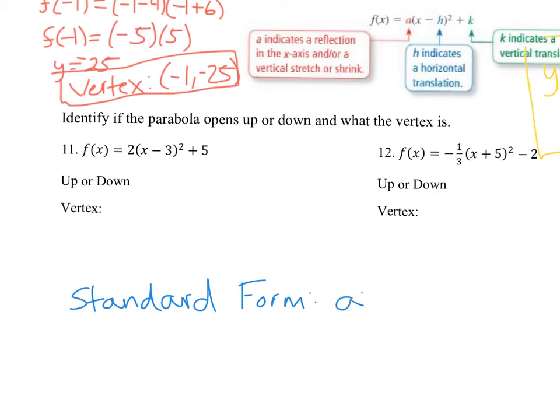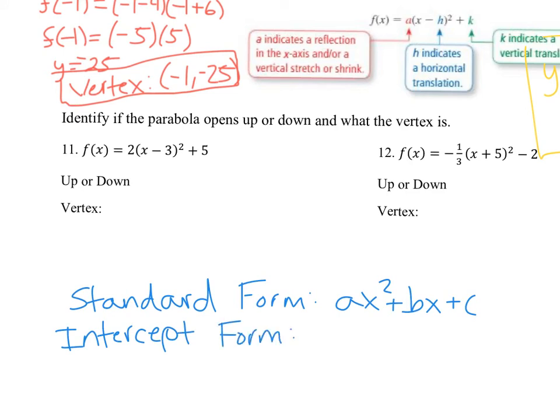Standard form is when you have your ax squared plus bx plus c, okay? Then you have your intercept form, which really helps you find your x-intercepts. So intercept form, okay? That's your a, and you have your x minus p, or x plus p, however you want to look at it, x minus q, okay? And then you have yourself a vertex form, which is what we're about to look at now.